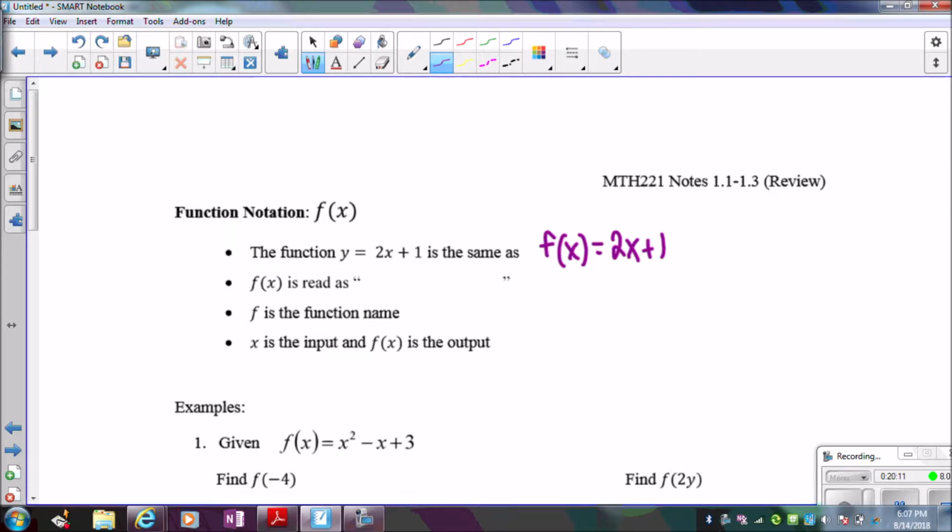So f of x is read as f of x. It's not read as f times x. It does not mean multiplication. F is the name of the function. So you're going to see a lot in this class. You're going to see c of x, p of x, r of x because this is business calculus. So you're going to see the cost function, profit function, revenue function. So those are all just names. C, R, and P just stand for those different words.